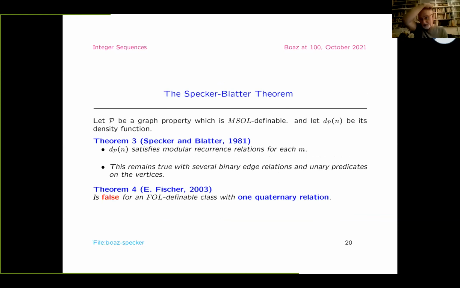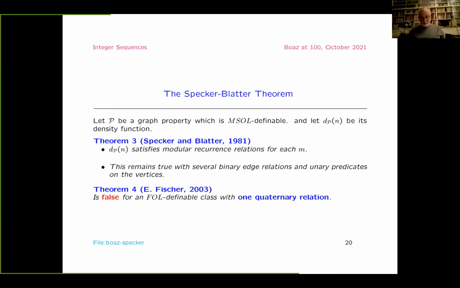Now, the Specker-Blatter theorem makes an amazing statement. Let P be a graph property which is monadic second order definable, and let dPn be its density function. Then dPn satisfies a modular recurrence relation for each m, and this remains true with several binary edge relations and unary predicates on the vertices.